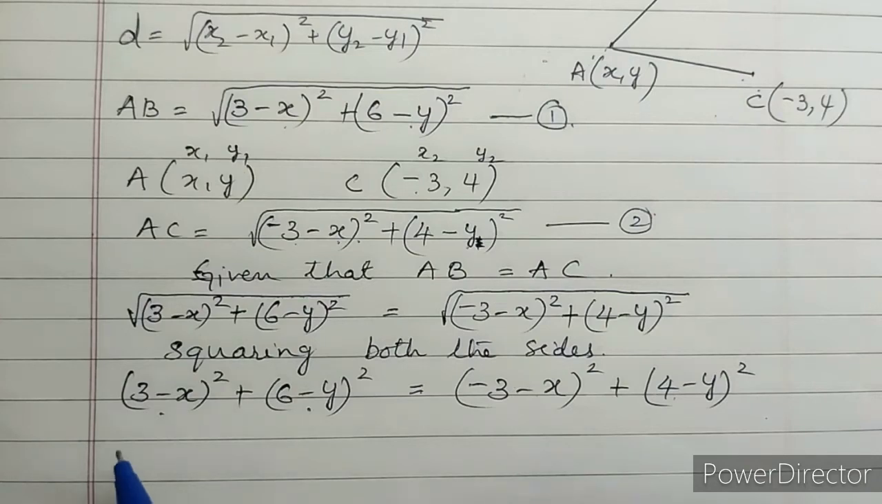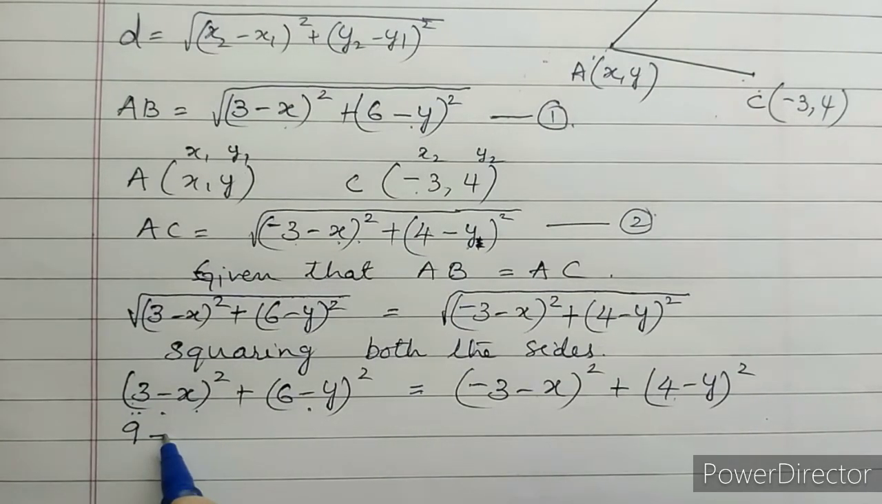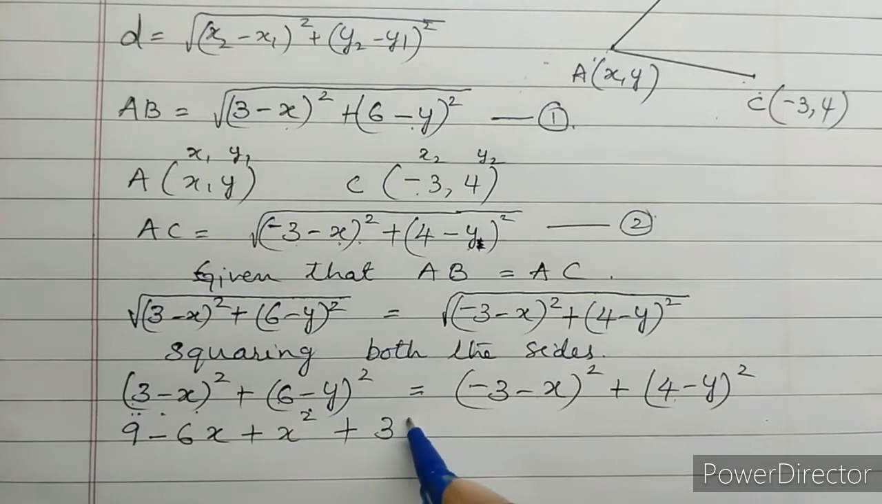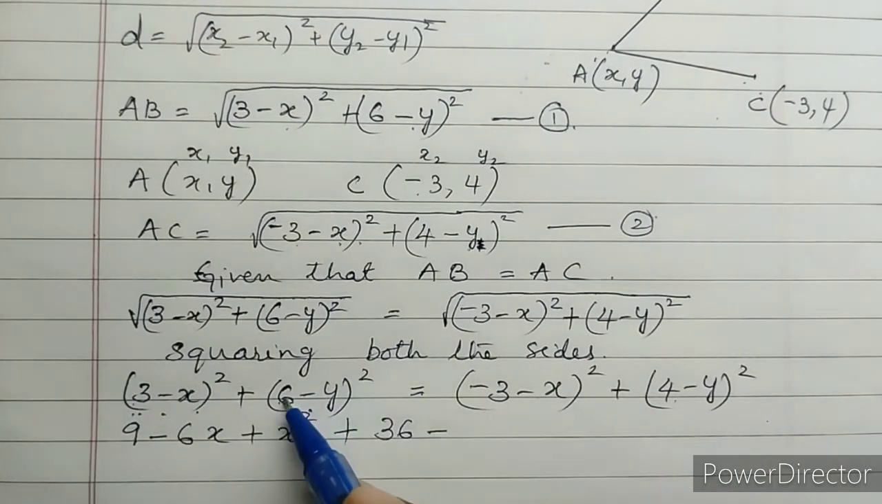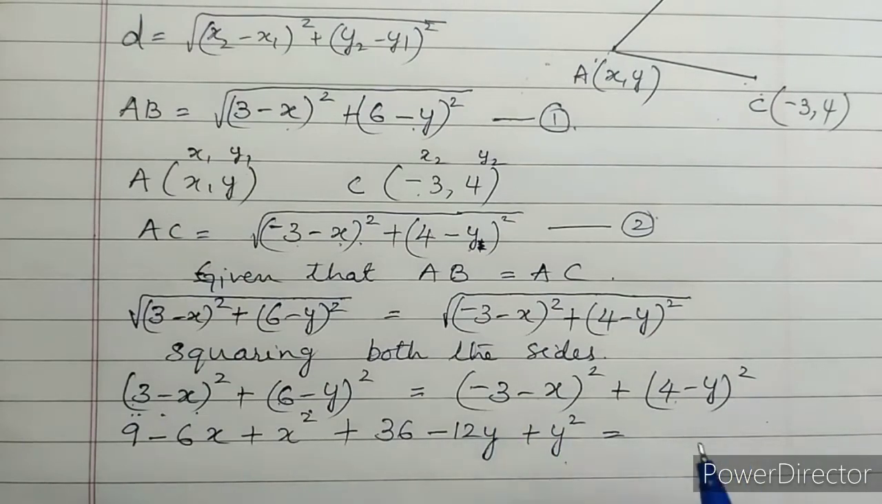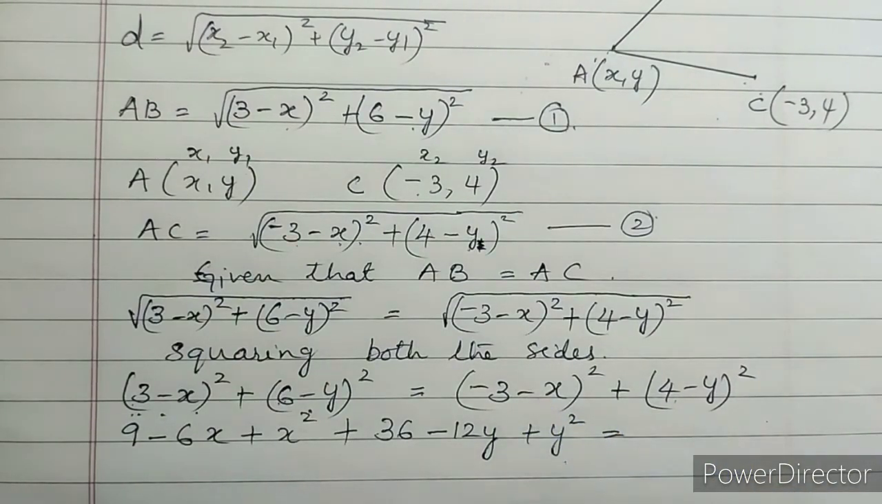So we will see that (3 minus x) the whole square means 3 square, 9, minus 2ab, 2 into 3 into x, 6x, plus x square, plus 6 square, 36, minus 2ab, 2 into 6, 12y, plus y square. LHS portion is over. Now RHS, minus 3 minus x the whole square, you can remove that negative outside.